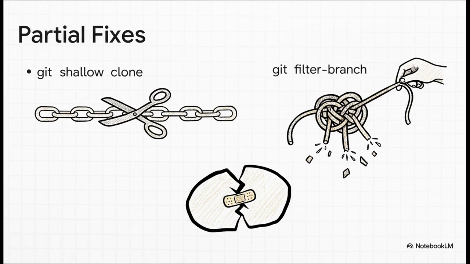A shallow clone is definitely faster. Yeah, because it only grabs the latest history. But what happens when you actually need to see something from 2 years ago? And filter branch? Oh man, that thing is like performing surgery on your project. It's powerful, but it's also dangerous. It rewrites history, which means everyone on your team has to reclone the entire project. So yeah, they helped, but they didn't really solve anything.